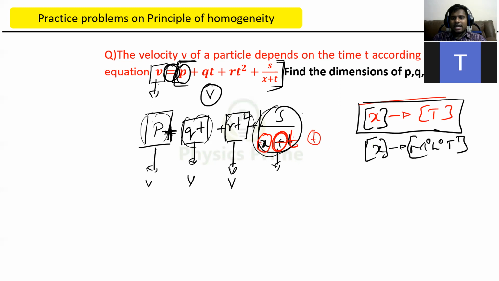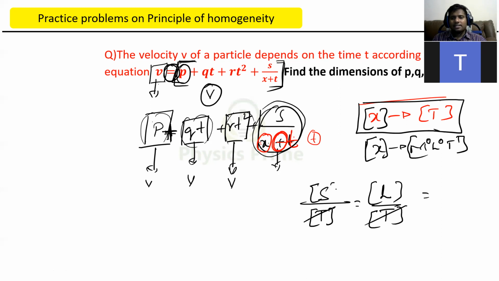This S by this entire term should also be velocity or not, when you are adding this velocity? So S by this is what? Time plus time will be time, right? Time should be how much? Velocity, right? Velocity is nothing but L by time. That means L power 1, T power minus 1. L by T, can I write? So T gets cancelled. The dimension of S is L power 1, right?